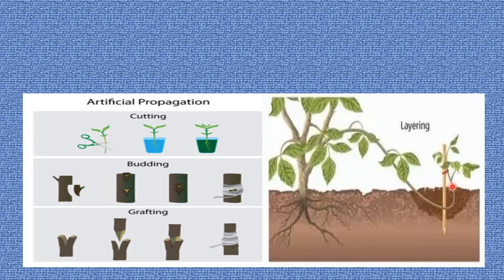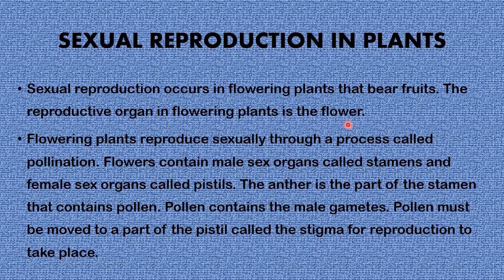The one that comes out of the soil will produce a stem. Now, moving along, we are going to be focusing more on sexual reproduction in plants. Sexual reproduction occurs in flowering plants that bear fruit. The reproductive organ in flowering plants is the flower.